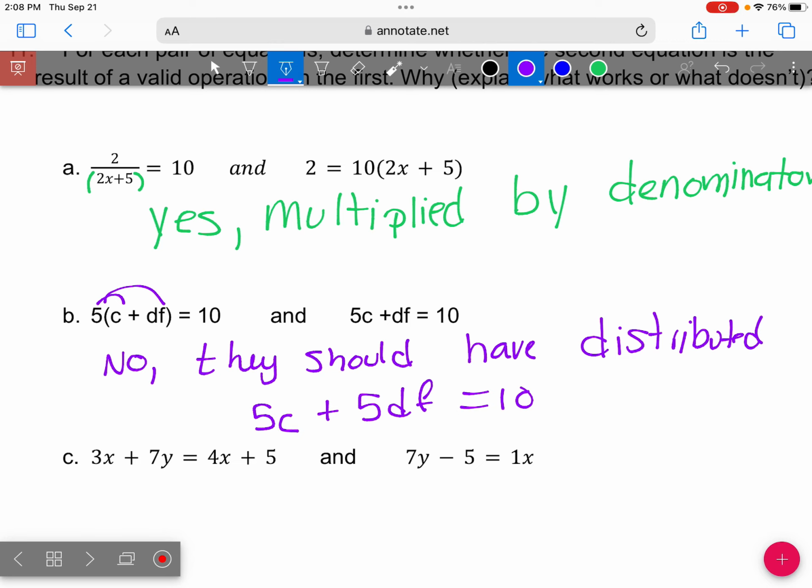All right. So they should have distributed. They just dropped the parentheses. You can word it however you want. Just let me into your brain.